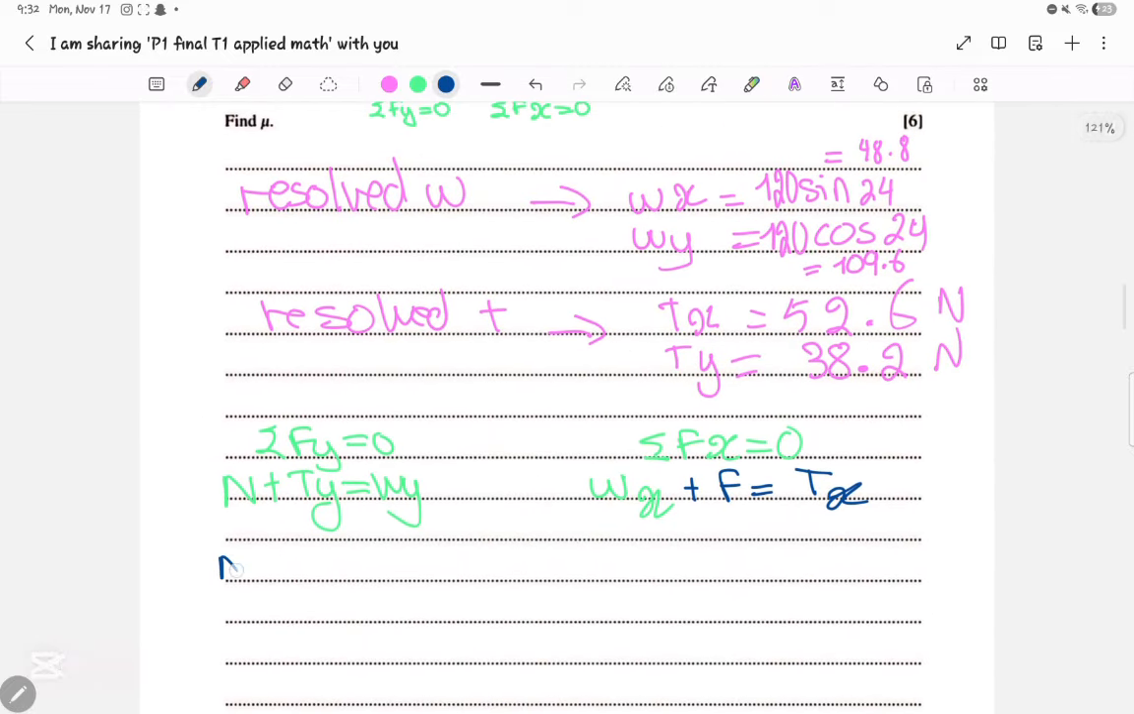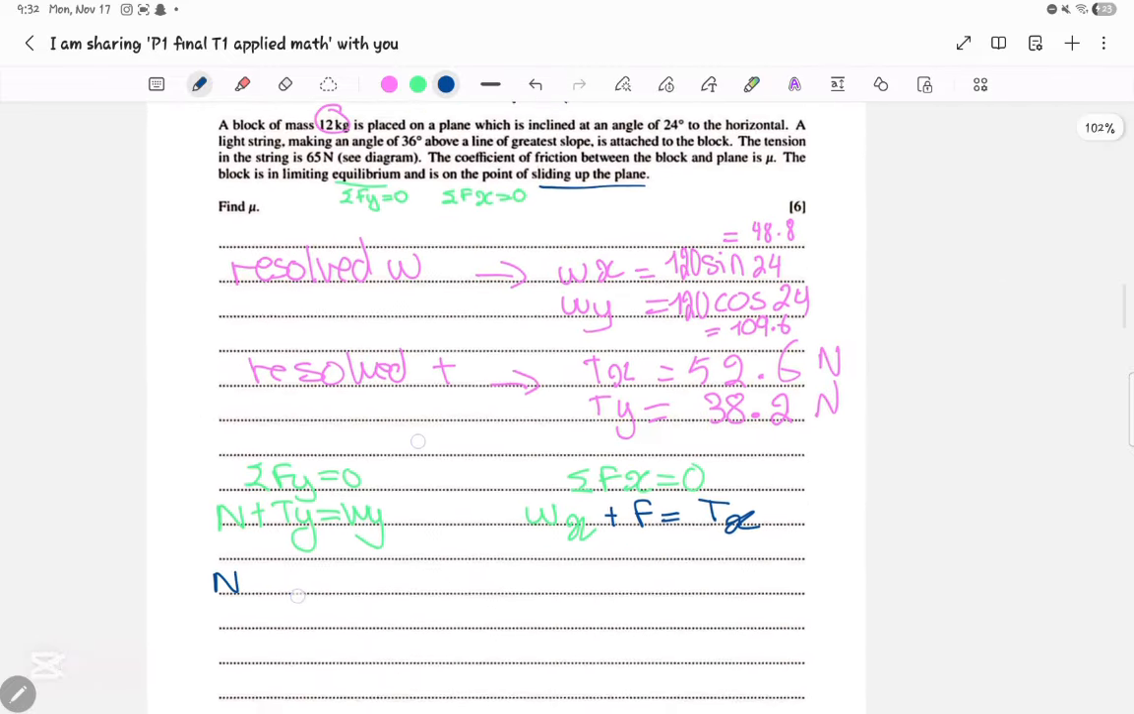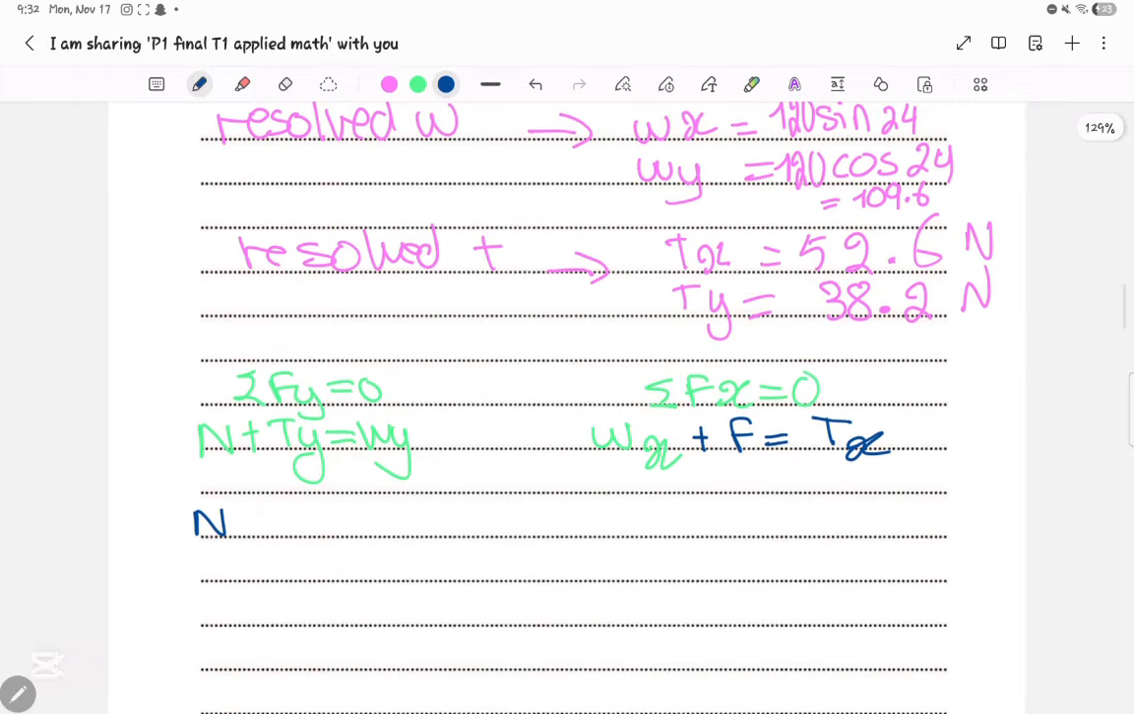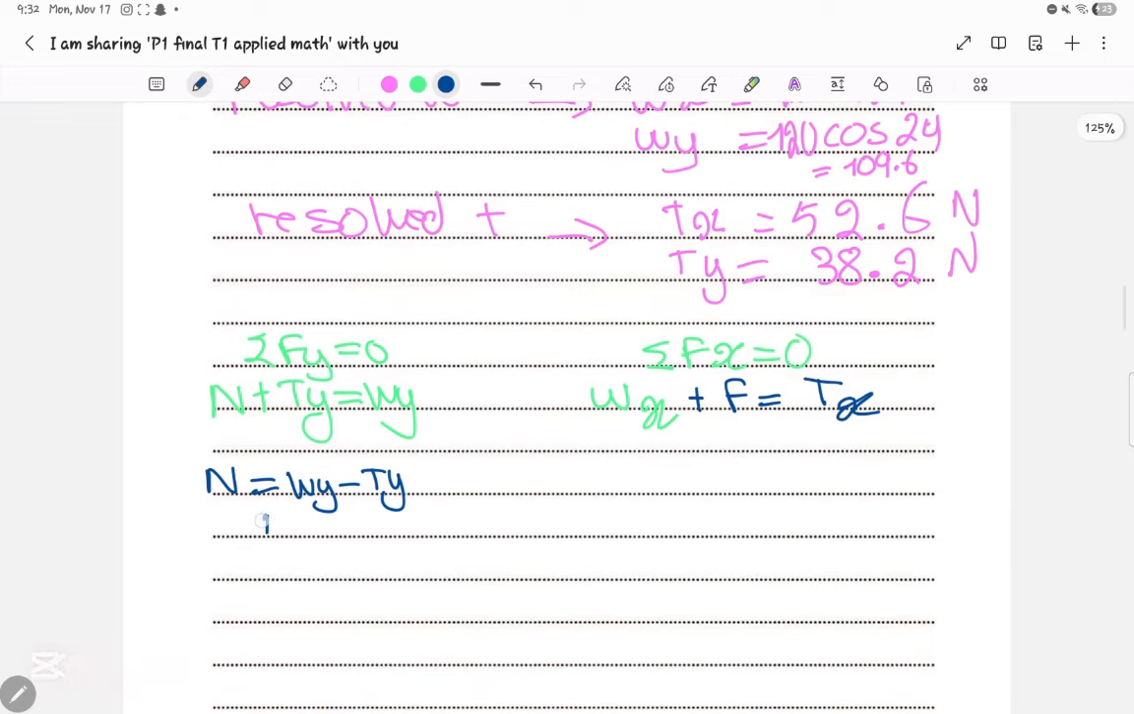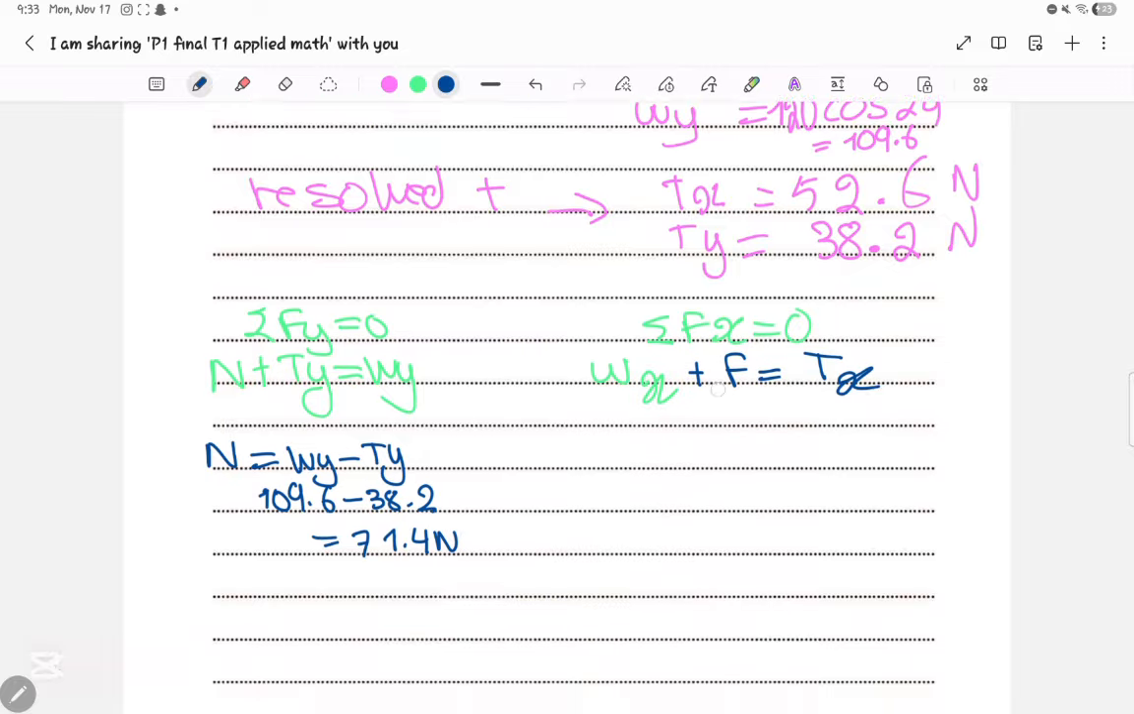So now I just need to substitute the values. Do they want me to find my normal? No, they want me to find mu. My normal is gonna be equal to Wy minus tension y. Wy is 109.6 minus tension y, which is 38.2. So my normal is 109.6 minus 38.2, which is 71.4 newtons.